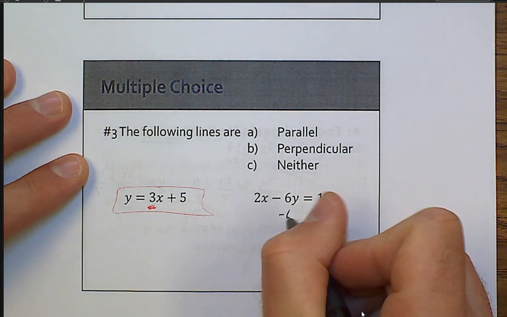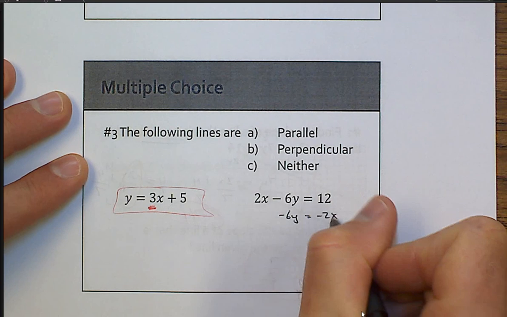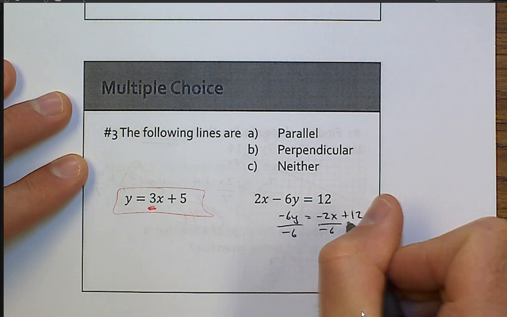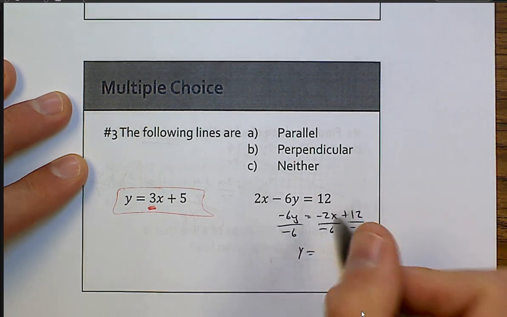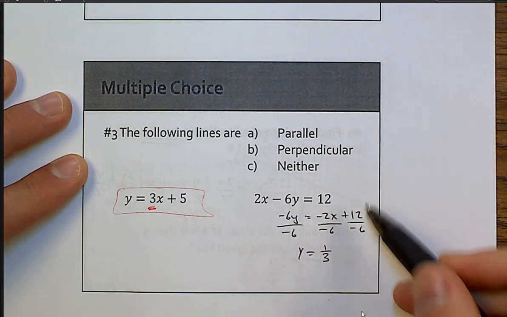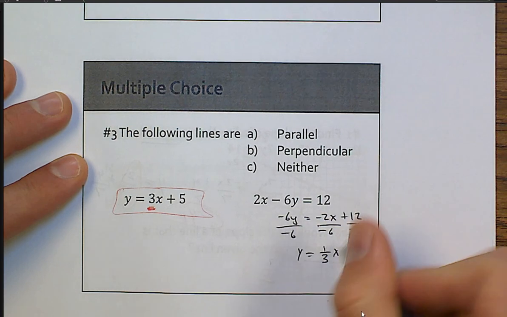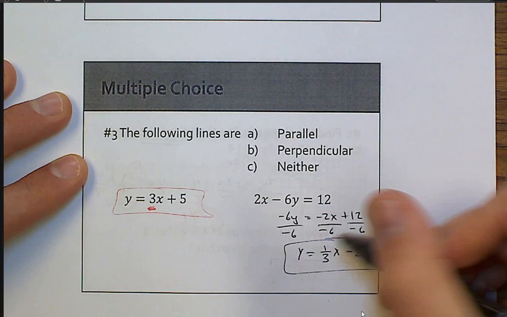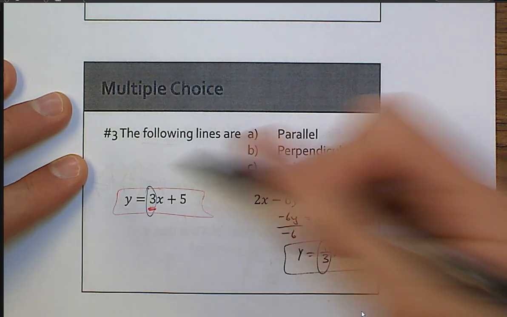Let's figure it out. Minus the 2x over, divide everything by negative 6, and I get y equals a negative divided by a negative is a positive. I reduce 2/6 to 1/3. 12 divided by negative 6 is negative 2. Well, let's focus in on the 1/3 and the positive 3.